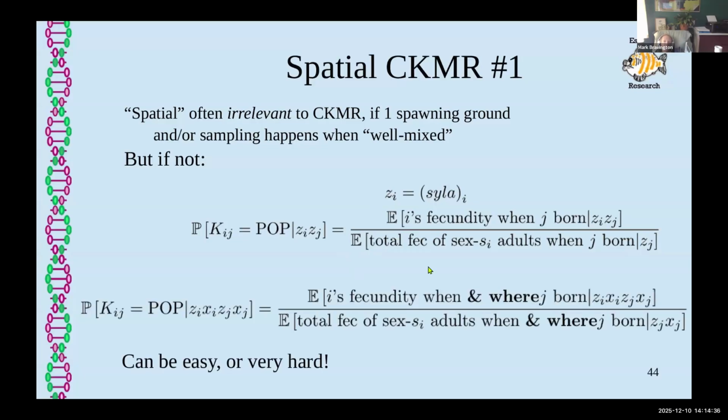If you need to make it spatial, the only adaptation conceptually you need to make is to think about not just when J was born, but also where J was born. And if you're not measuring J when they're very young, as they were in Rich's yellowfin or in the Atlantic bluefin examples, then J may have moved. So you need to do some projections, and hidden Markov models and things are involved here. But conceptually, this is not a particularly difficult modification. You can make it hard.